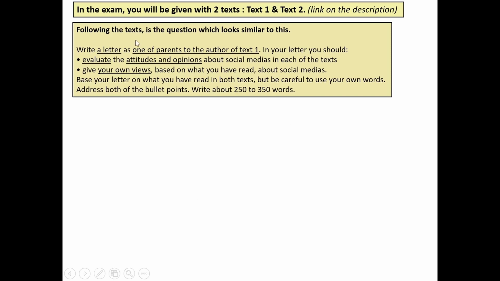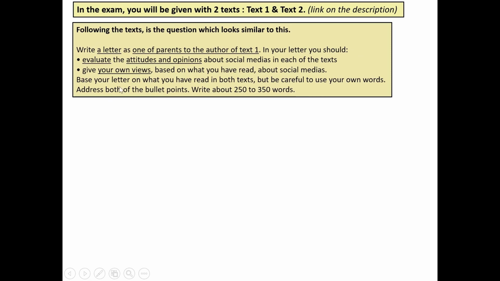Let's get back to the question. Write a letter as one of those parents out there to the author of text 1. In your letter, you should evaluate the attitudes and opinions about social media in each of the texts. Give your own views based on what you have read about social media. Base your letter on what you have read in both texts, but be careful to use your own words. Address both of the bullet points. Write about 250 to 350 words.